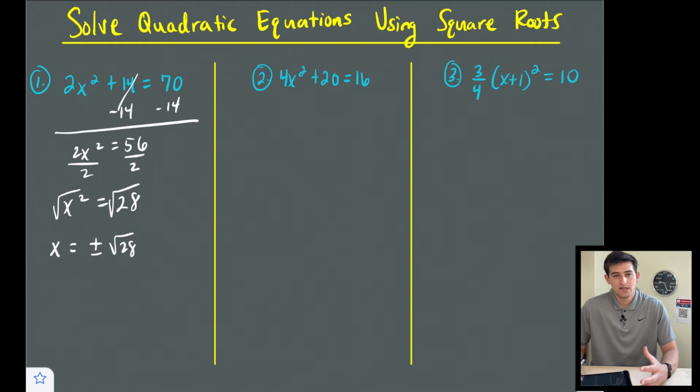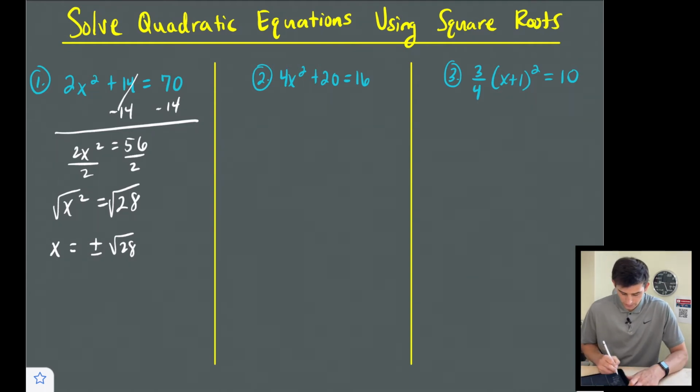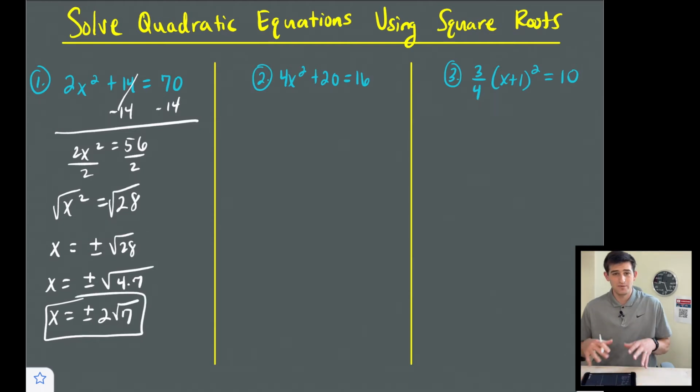Now square root of 28 can be simplified because we have a perfect square factor of 4. So we could write this as x is equal to positive or negative square root of 4 times 7, right? And then the square root of 4 is 2. So positive or negative 2 root 7 is how we could write that. That means we have two real solutions. We have 2 root 7 and we have negative 2 root 7.